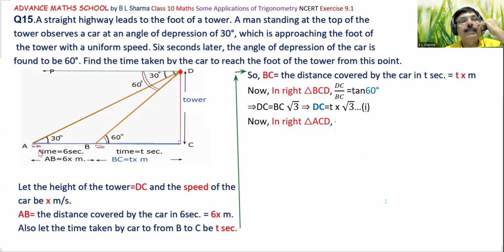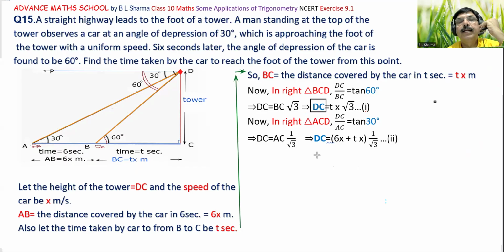Now in right triangle ACD, the acute angle is 30 degree. Again, DC upon AC is equal to tan 30. DC is equal to AC into tan 30. ये AC है. AC means 6x plus tx. DC is equal to (6x plus tx) into 1 upon root 3. But we know that DC is equal to DC.